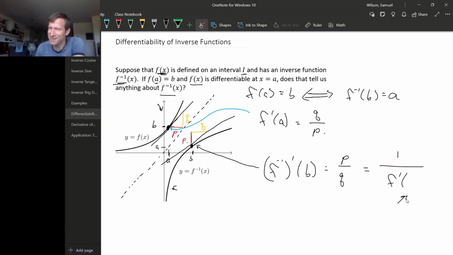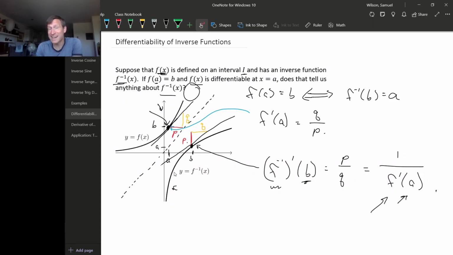But not the derivative of f at b. We don't know what the derivative of f at b is. That would be up here somewhere. It's actually the reciprocal of the derivative of f at a. So it seems like if the inverse function is differentiable, then its derivative at b has to be the reciprocal of the derivative of f at a.